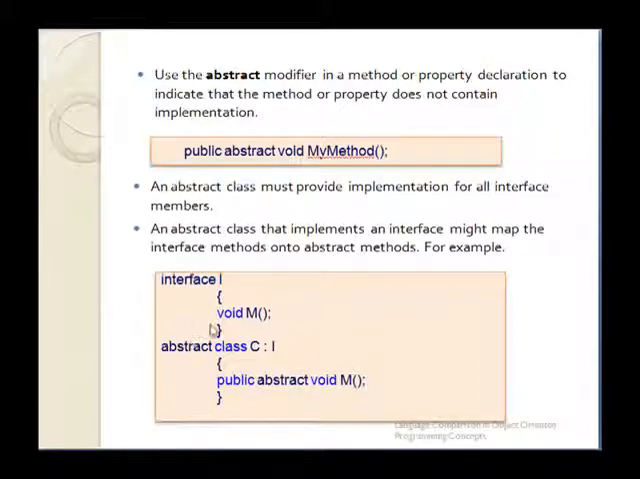When we look at this example, there is an interface called I. Within that interface, you can see a void method. Next, you can see an abstract class here. That class inherits from interface I. So we can declare this method using public abstract void M. This means an abstract class that implements an interface might map the interface methods onto abstract methods. Then we move to the next slide.